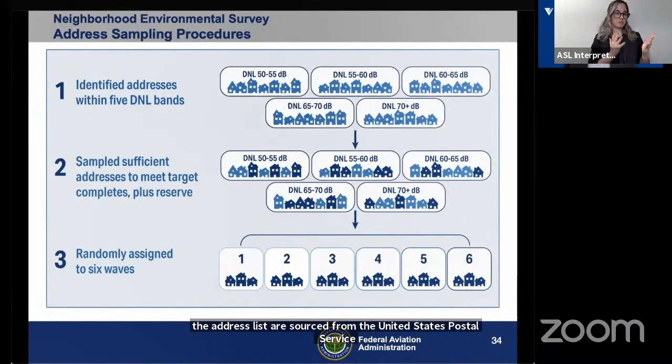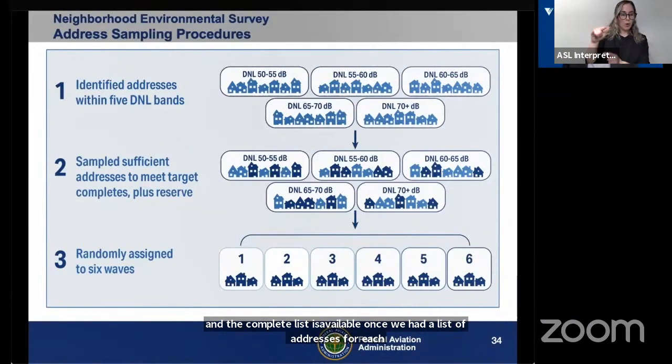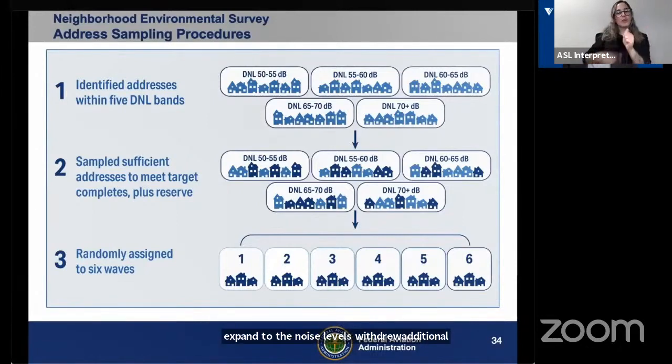Once we had a list of addresses for each of the bands at the 20 airports, we randomly selected addresses to meet targets. Our goal was to have equal representation within each of the five DNL bands, but many airports did not have the required number of households exposed to higher noise levels. In those cases, we drew additional sample from the lower noise bands so that each airport contributed a similar number of responses to the national data set.